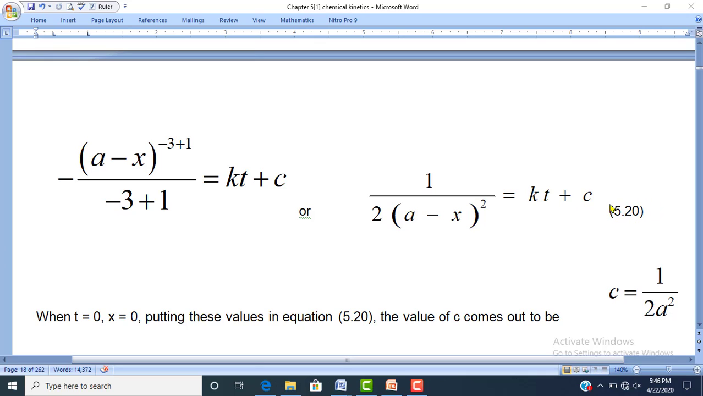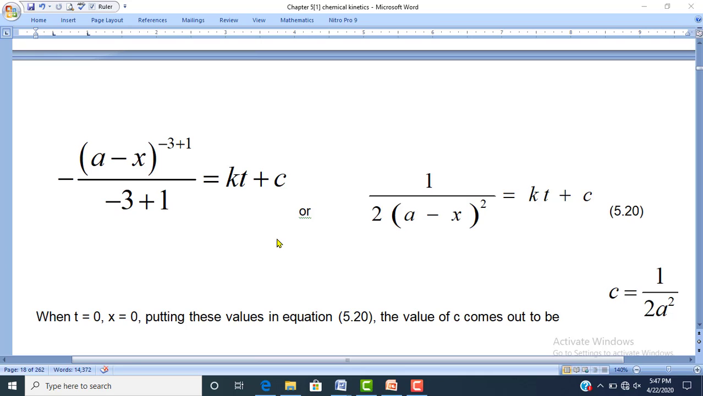In this equation 5.20, a is the initial concentration of reactant, either for A, B or C. x is the concentration of the product. k is the rate constant, t is the time, and c is the integration constant.